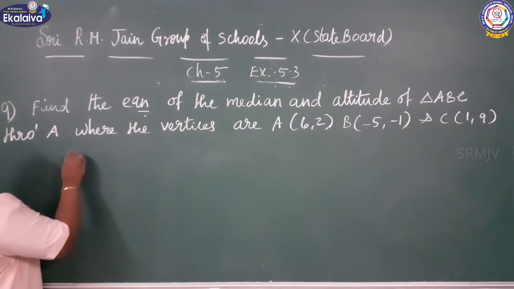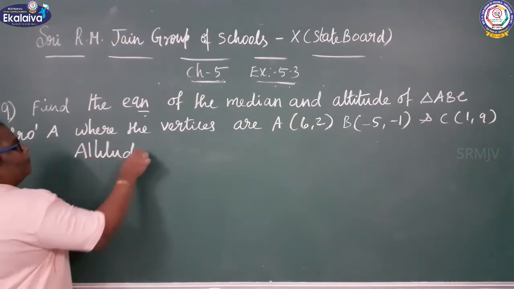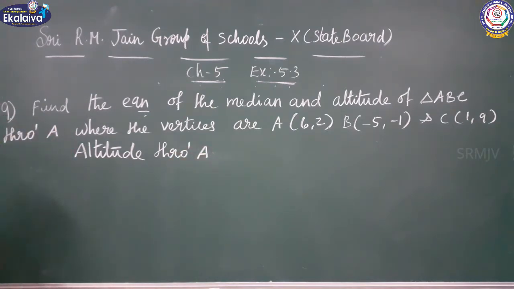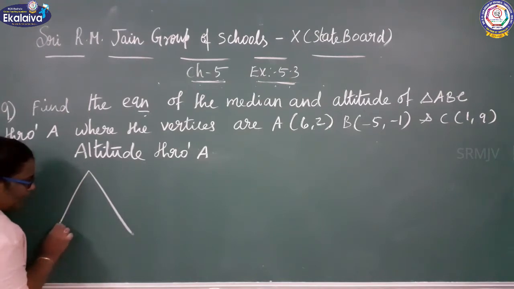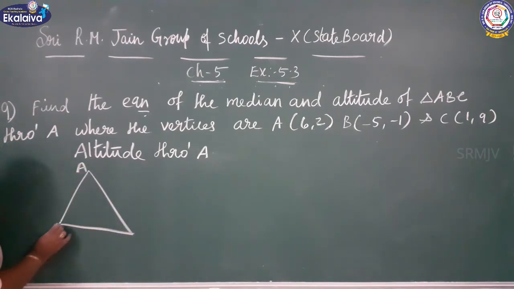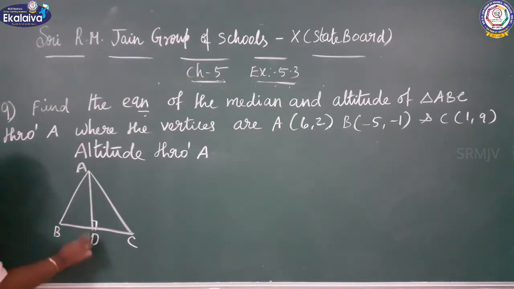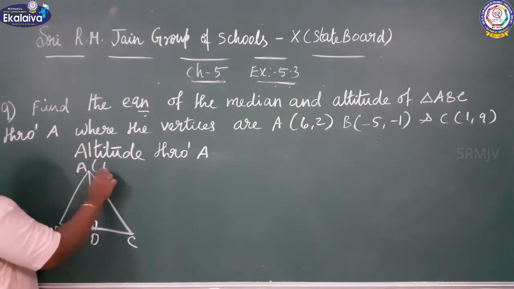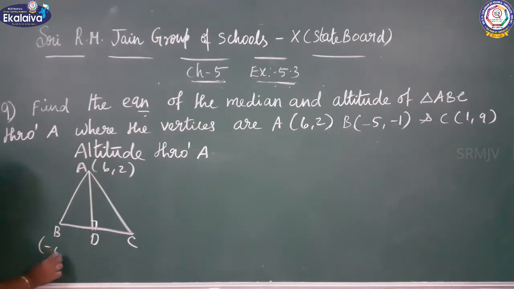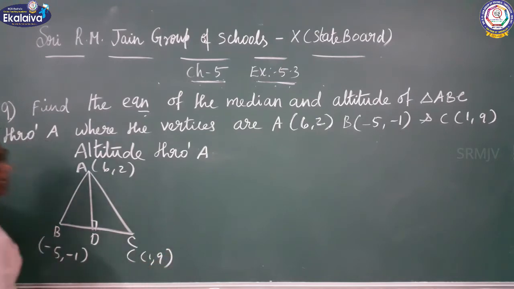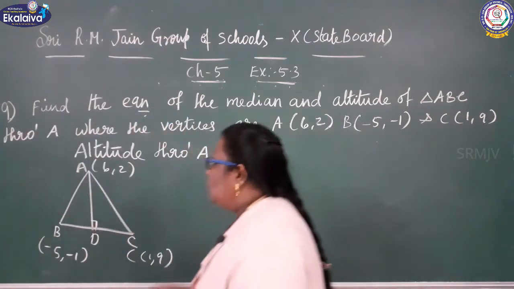See the same thing, altitude through A. See the diagram, A, B, C. So this is a perpendicular altitude. What is the A point? A is 6, 2, B is minus 5, minus 1, and C value is 1, 9. First you should find out the perpendicular slope of BC, the slope of BC.